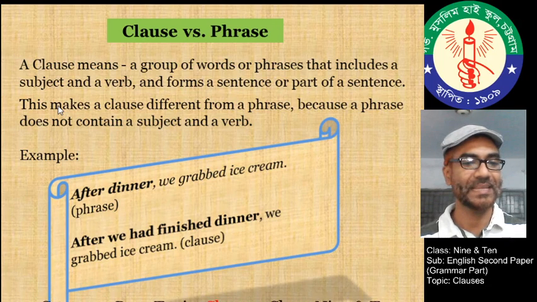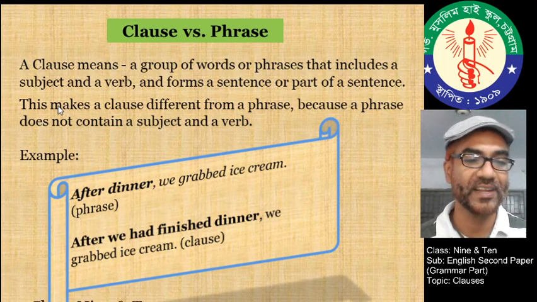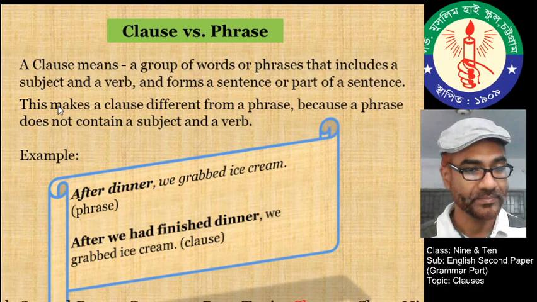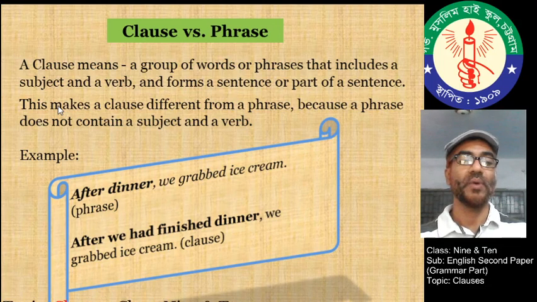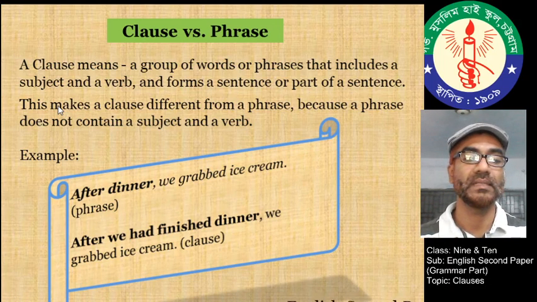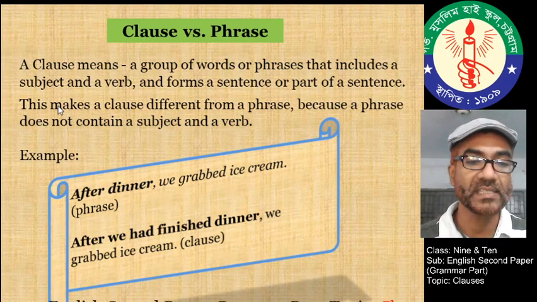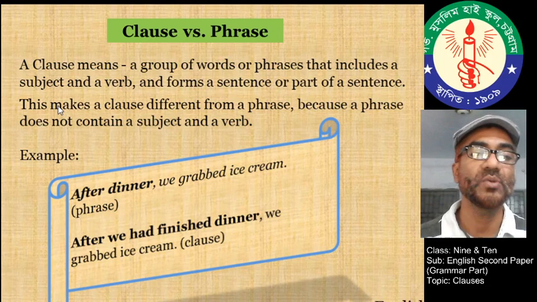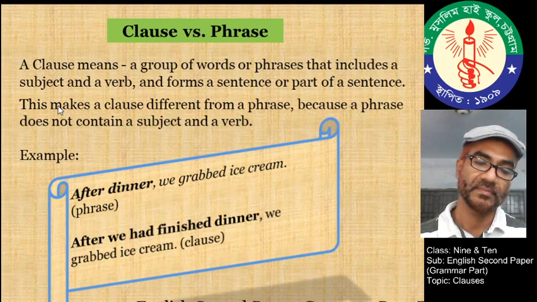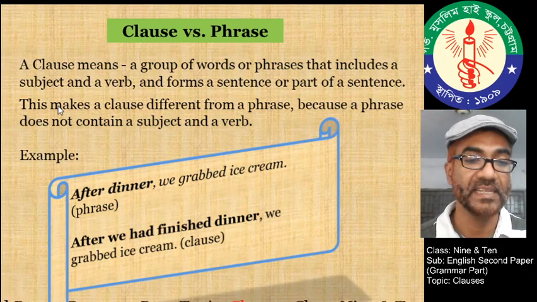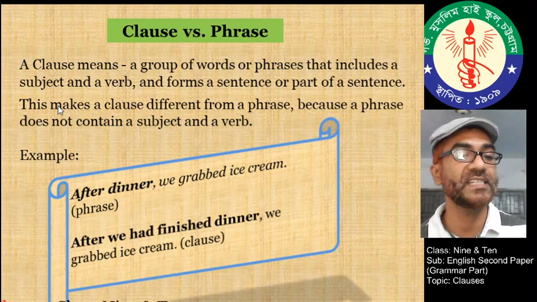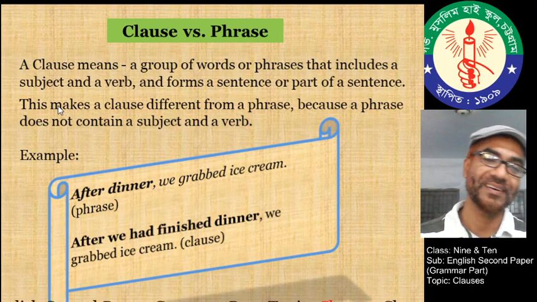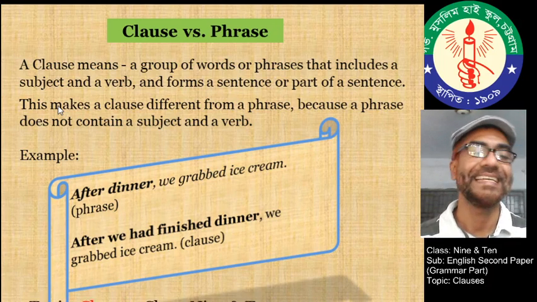Let's see the example. After dinner, we grabbed ice cream: phrase. And also clause: After we had finished dinner, we grabbed ice cream. This one is clause. Then what is the difference? You see the bold letters, that means a group of words. In the first one, there is no subject, no verb in after dinner. And in the second one, which is indicating a clause, after we had finished dinner, here we is the subject and had finished is the verb.